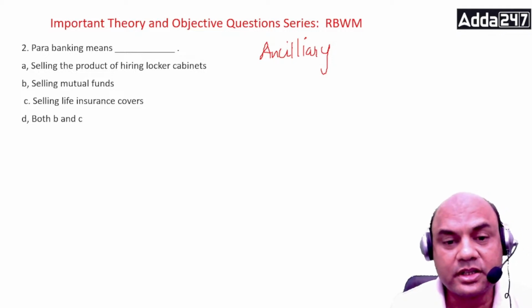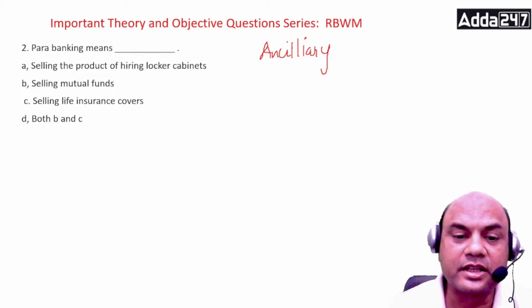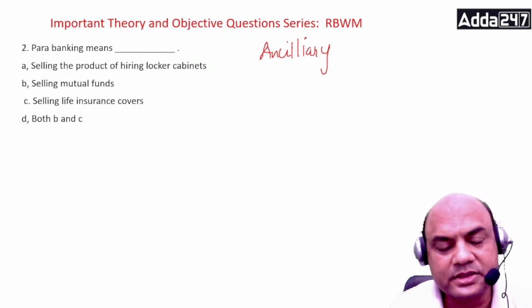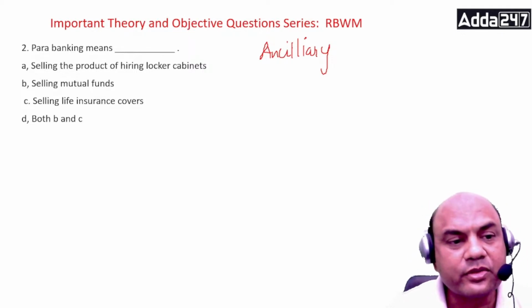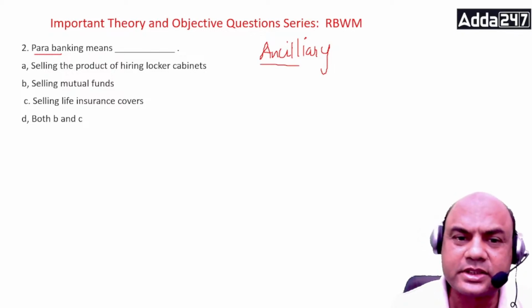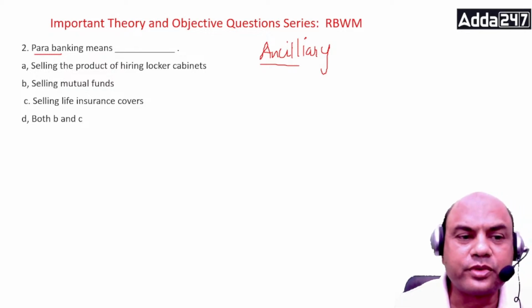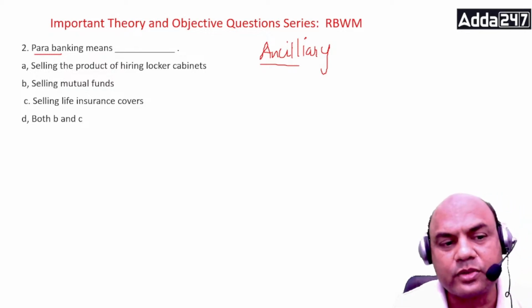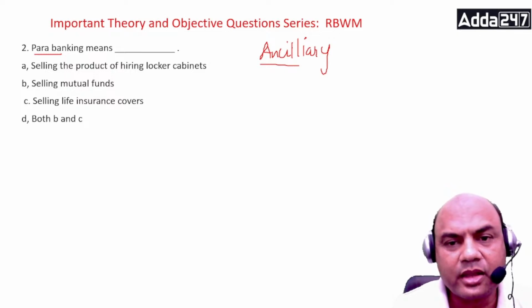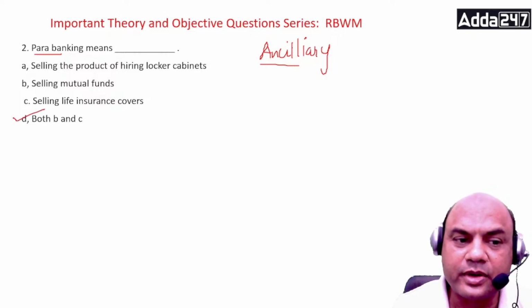Now I'm going to tell you the difference between parabanking and ancillary services. There is a slight difference between these two words. Almost 90% it's the same, but there is a slight difference. Firstly, the answer for this question: let me see in the comment section. What is the answer? The answer is D, both B and C. Selling mutual funds and insurance.